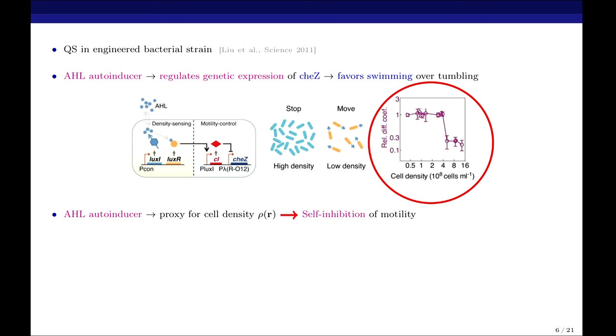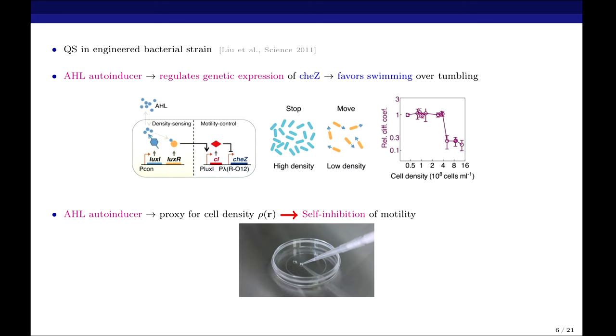And this is observed when you change the cell density of your petri dish and look at the relative diffusion coefficient of these bacteria. What they observe is indeed a drop at high cell density, meaning that this mechanism is working. So these AHL autoinducers are a proxy for the cell density, and they give rise to a self-inhibition of motility, meaning that the density itself is inhibiting the motility of the particles.